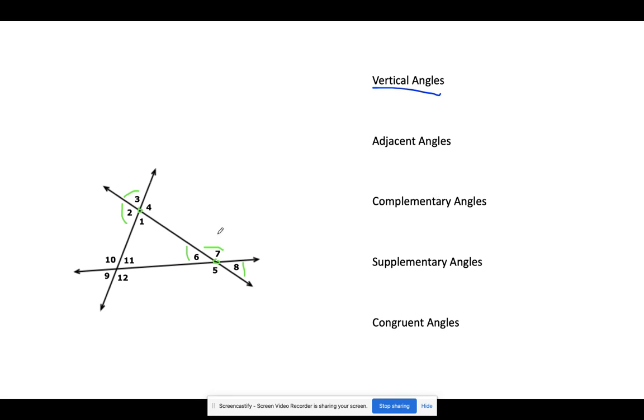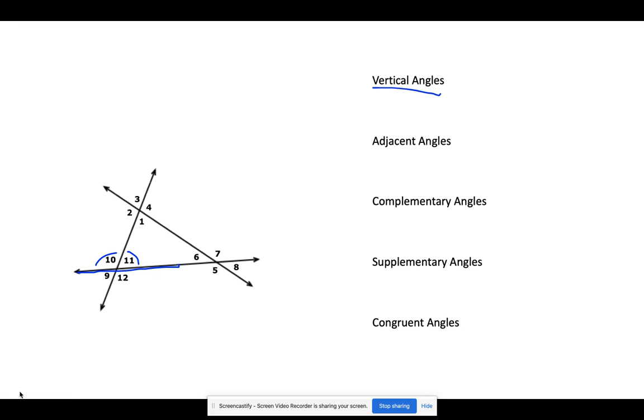There are no complementary angles in this diagram, but there are supplementary. I don't see any right angles. That's why I know there's no complementary. But there are many supplementary angles. For instance, if I was to look at angle 10, it's supplementary to angle 11 because it forms this straight line. The two together add up to 180. And that's what supplementary means, adding up to 180.